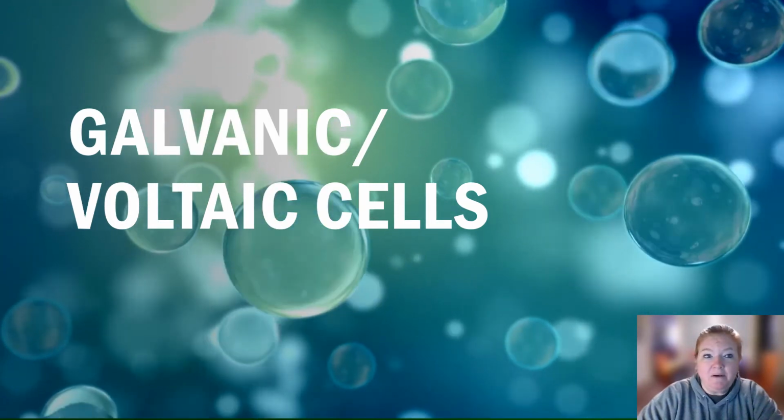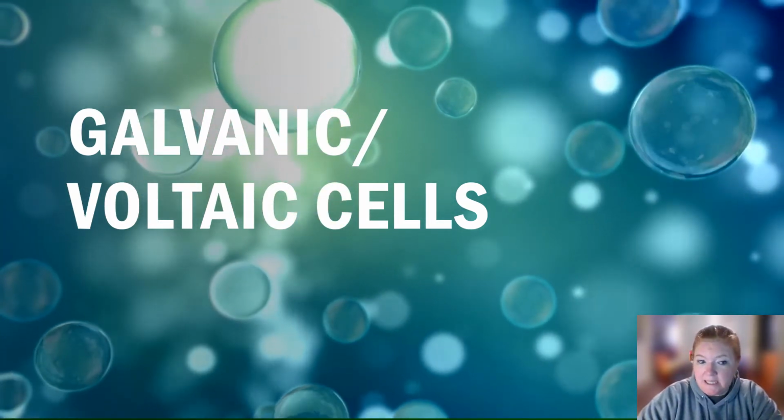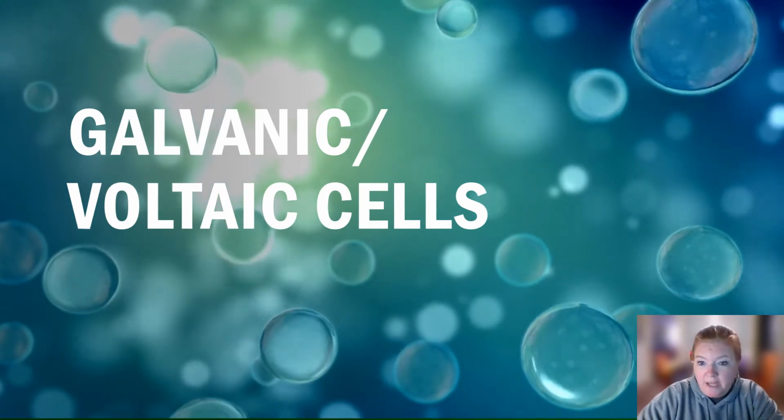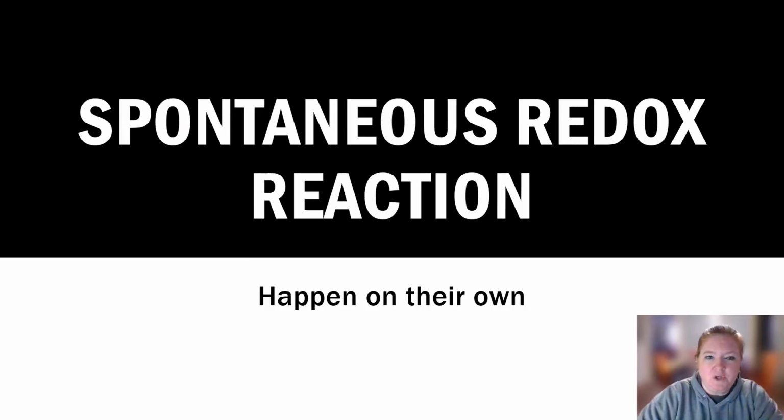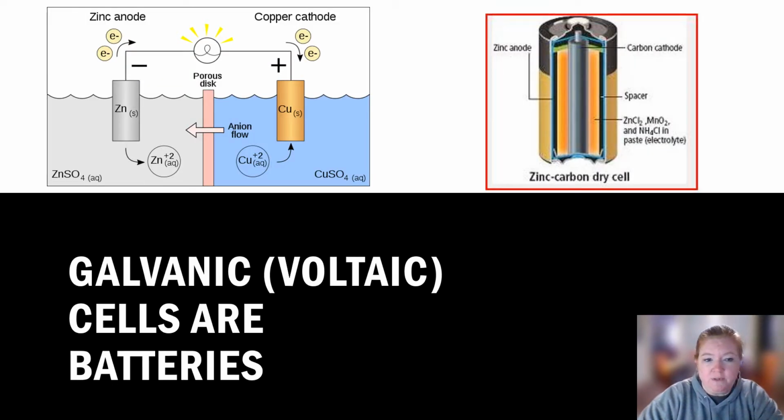All right, let's talk about galvanic or voltaic cells first. So two names, same thing. Galvanic or voltaic cells involve a spontaneous redox reaction. That means they just happen on their own. And galvanic or voltaic cells are batteries. So that's kind of a good thing, because if they had to be forced, then what's the point of a battery?